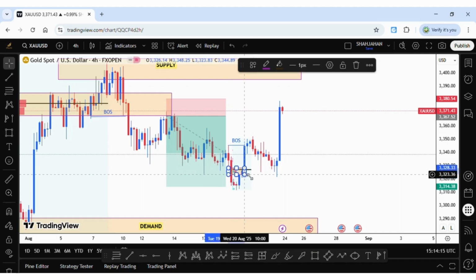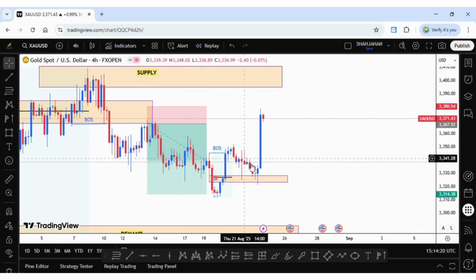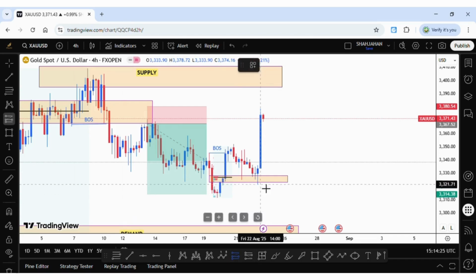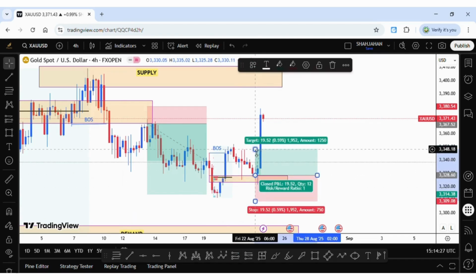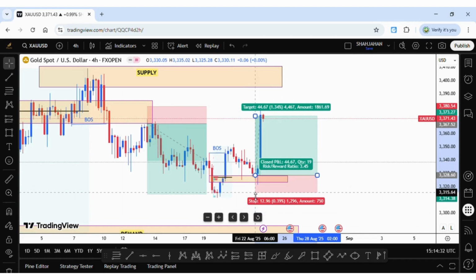You have to mark just this demand, and when price taps on this demand, you have to be ready for the long side. This is your trade setup, and you can see the risk reward. 0.39 is your SL and 1.34 is your TP.